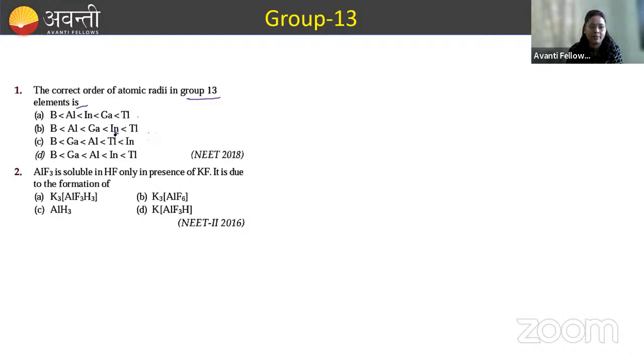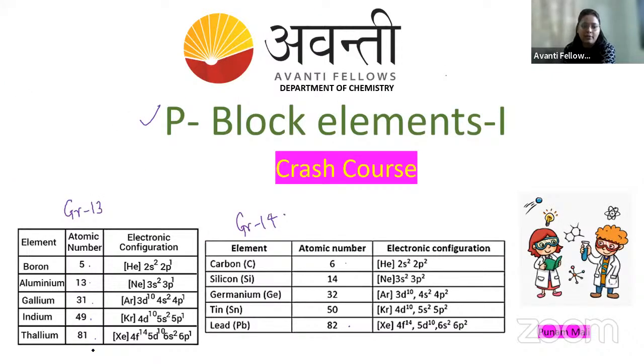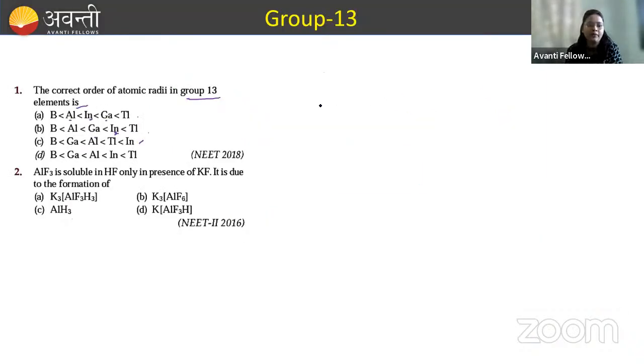Here indium is present here and gallium is present here. Boron, gallium, aluminum, thallium, indium, this is different. Here I showed boron, aluminum, gallium, indium, and thallium. So what do you think will be the order here? As we move down, the radius goes on increasing: boron, aluminum, gallium, indium, and thallium.